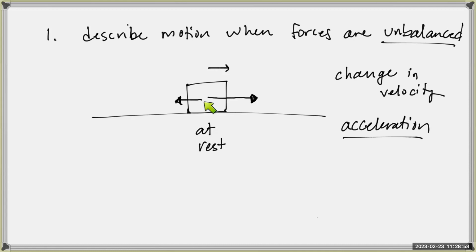We know these forces are unbalanced because they're different. If these forces were equal and opposite, the box would stay at rest. Now let's say we need to calculate acceleration.